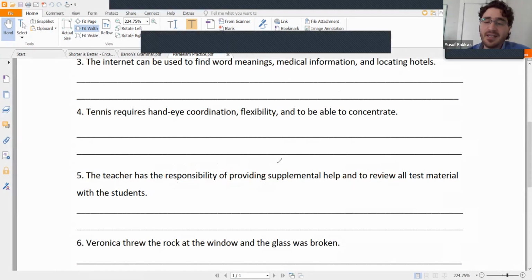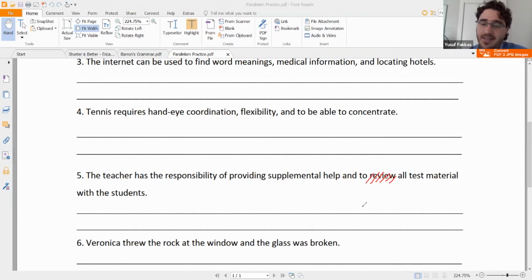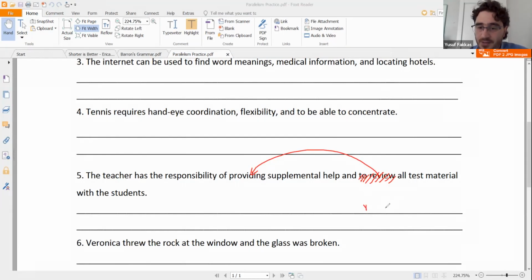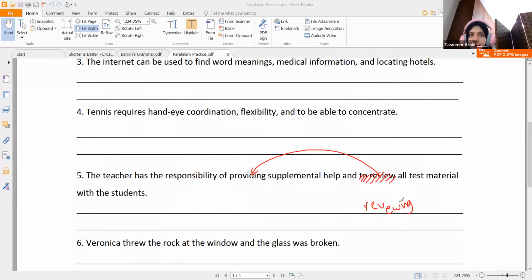Okay, so we're gonna keep everything as it is. We're just gonna change the infinitive form, and we're gonna make it just like the first one, ing. So reviewing. I have a question. Yes. Can I say the teacher is responsible of providing and reviewing all test materials?